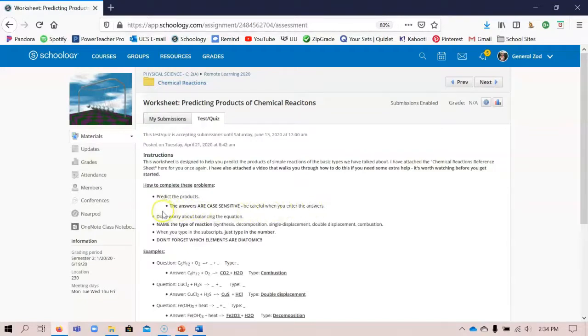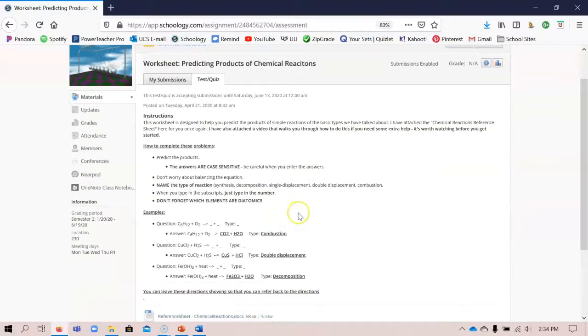We're not going to do anything with balancing these equations, so don't worry about that. But you do have to name the type of reaction: is it a synthesis, decomposition, single displacement, double displacement, or combustion. If we're typing up subscripts, we're just going to put the number. It's not going to do a subscript on this. You just have to put the number in there.